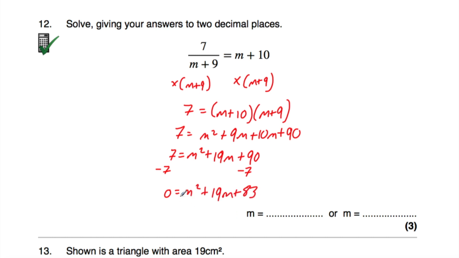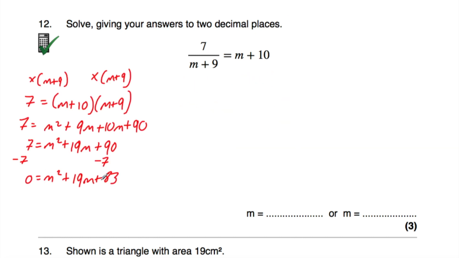So we've got our equation, we just need to solve it now. And because the question says to give our answers to 2 decimal places, it's probably going to be a quadratic formula question. So let's do that. Let's actually just move this over a bit. So we've got our values for a, b, and c. a is equal to 1, b is equal to 19, and c is equal to 83.